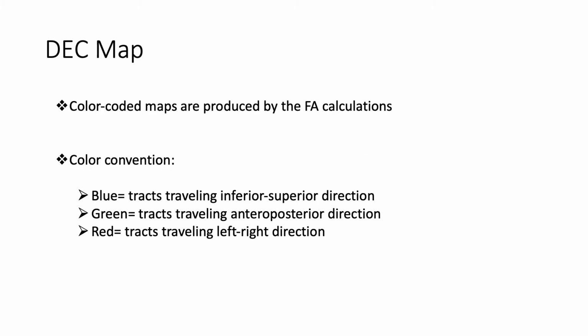The third map, the DEC map, provides color-coded maps produced by the FA calculations. By convention in the field, blue represents tracts traveling from the inferior end of the brain to the superior direction of the brain. The green represents tracts traveling from the anterior to posterior direction of the brain, and the red represents tracts traveling from left to right.